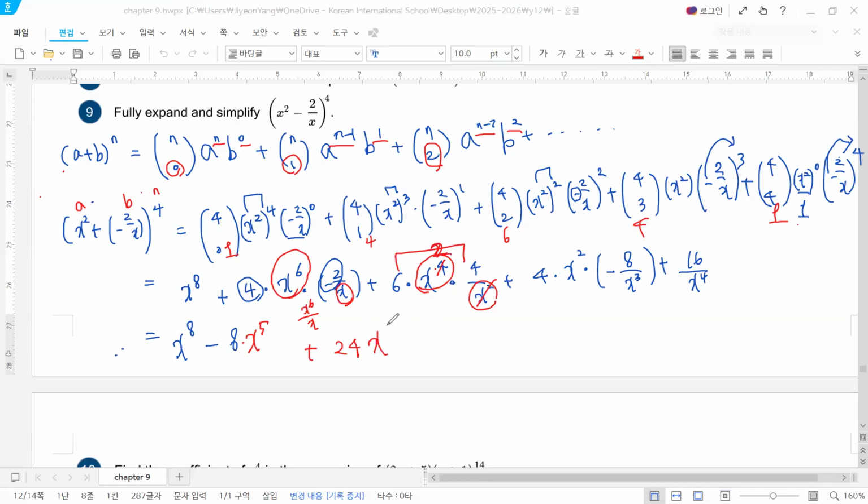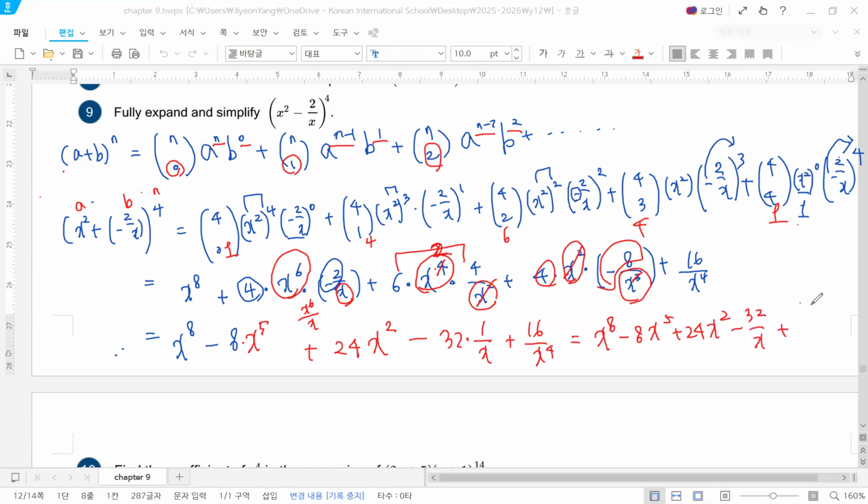And then 4 times negative 8 becomes negative 32, with x squared in the numerator and x cubed in the denominator. If you cancel 2 x's from each side, what is left is just 1 x in the denominator. So it's going to be 1 over x, plus 16 over x to the power of 4. Therefore, the simplified version is x to the power of 8 minus 8x to the power of 5 plus 24x squared minus 32 over x plus 16 over x to the power of 4. That is the answer to this question.